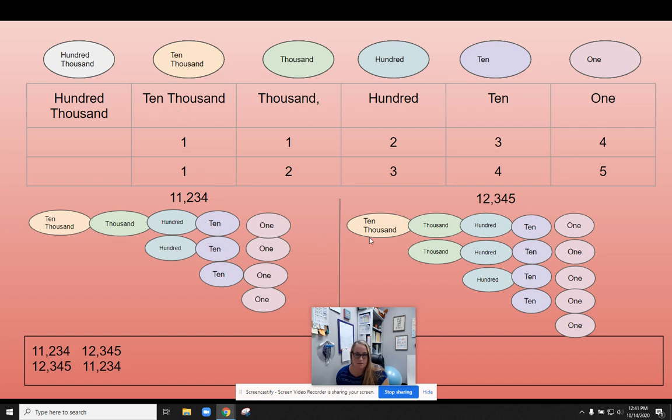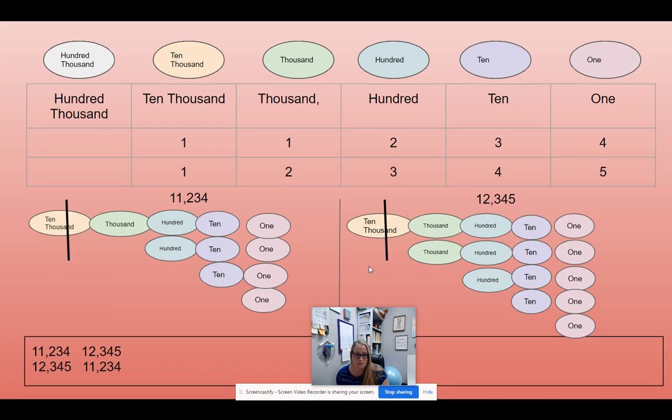So I have 10,000 and 10,000, so I'm going to cross that out. Now, the next thing that I'm going to go to is my thousands. Well, my thousands are different. I have 1,000 on this side, but I have 2,000s on this side. So since they're different, that's where I'm going to stop with the crossing out. So let's look at that.